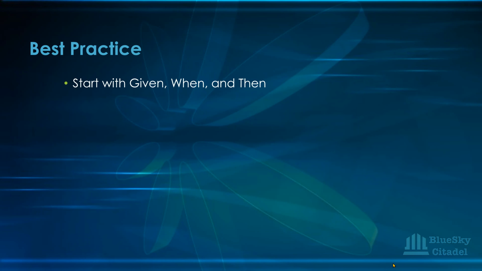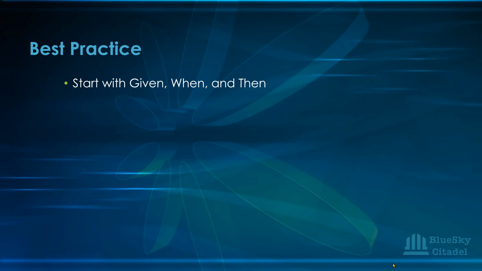Start with your given, when, then. Begin each scenario with given. If you remember that given is a precondition, then you remember that you need to start with given, setting up the precondition, setting up the initial context. Follow with when. When describes the action, when describes the trigger. And end with a then to specify the expected outcome. So those are examples of the best practice.